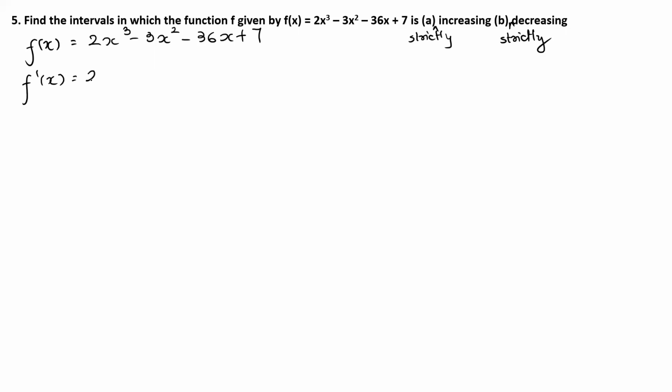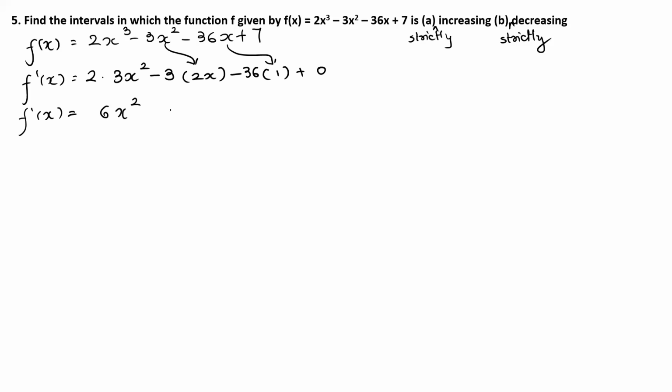The 2 stays as it is, x cube differentiates to 3x square, then minus 3 as it is, and x square differentiates to 2x, then minus 36, the differentiation of x is 1, plus the differentiation of the constant 7 is 0. So f dash x is equal to 6x square minus 6x minus 36. I know that 6 can be taken common.